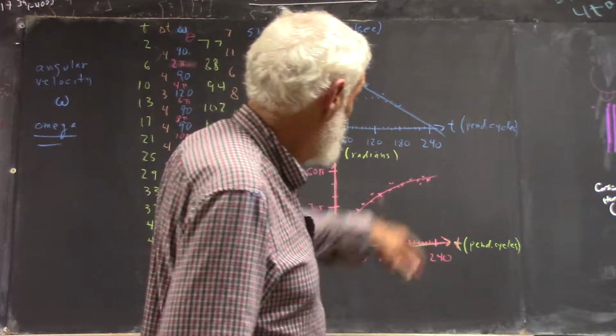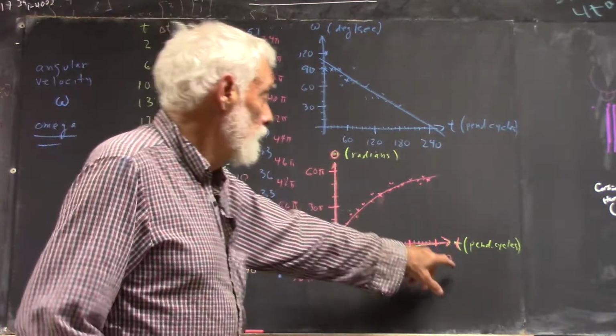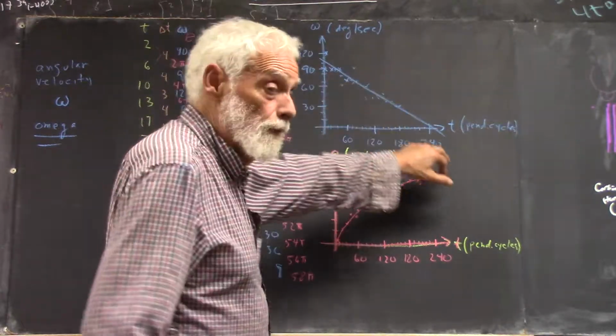Okay, so now we have a curve. So we have a graph of theta versus t and omega versus t.